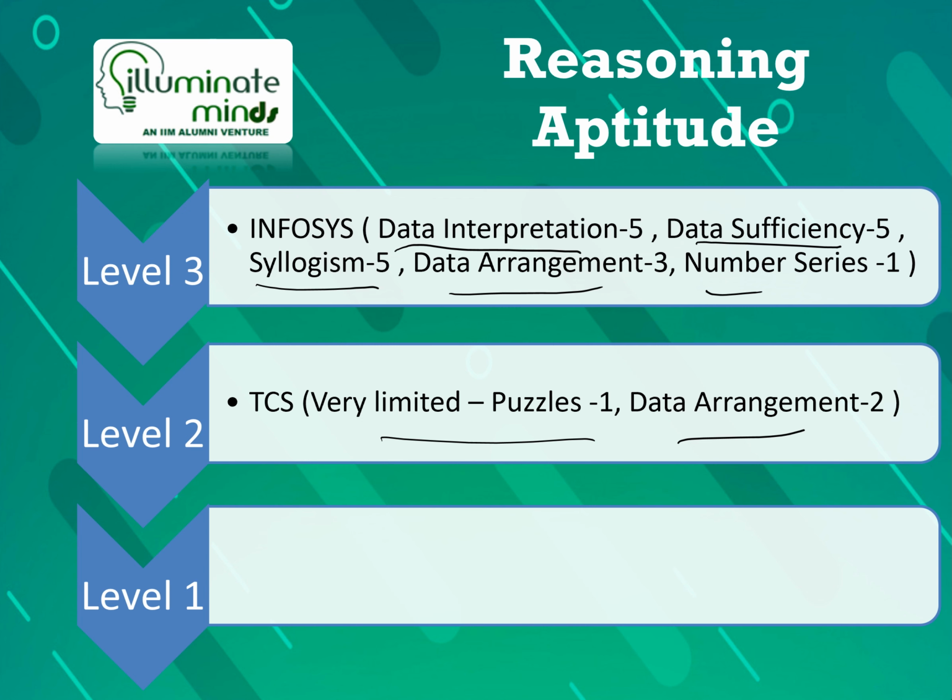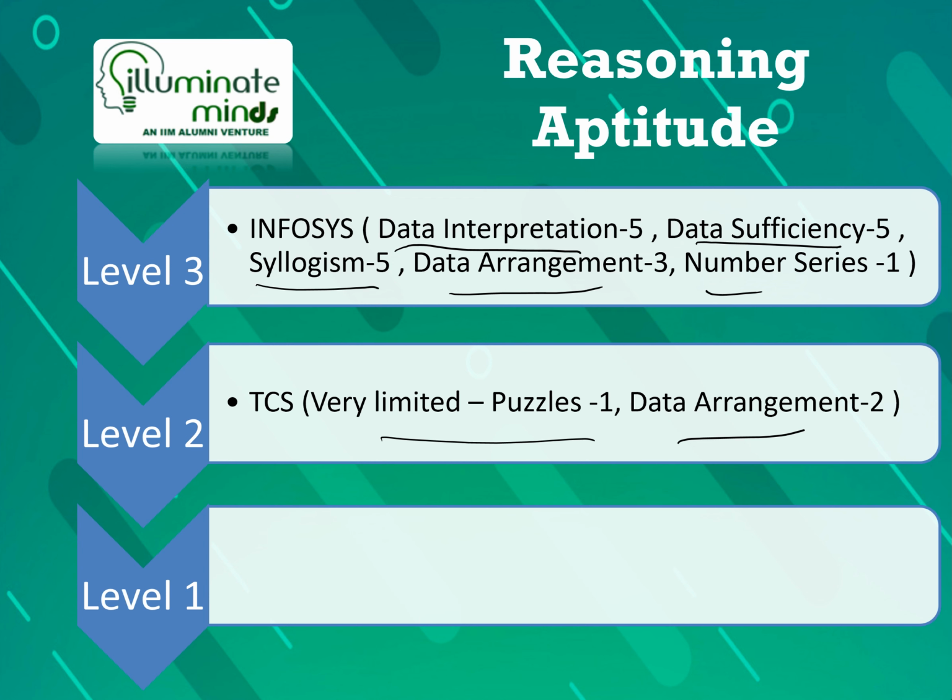The other questions are data arrangement 3. These 3 data arrangement questions will appear in the problem solving section of Infosys. And number series 1 can also appear. That's not a must. Number series 1 question can also appear in the problem solving section of Infosys. All these 4 or 5 chapters that I have mentioned for Infosys are of level 3. When I say level 3, that means the difficulty level will be on the higher side. So for me, level 1 is the lowest, level 2 is the medium, and level 3 is the difficult.